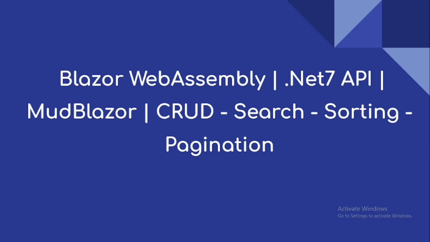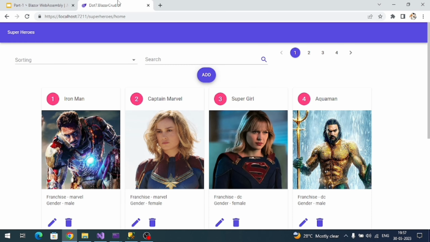So today's video is on implementing a Blazor WebAssembly CRUD sample using a .NET 7 API as the backend and the MudBlazor UI library for UI components. In this video we are going to do the complete CRUD operations, meaning create, read, update, delete. After that we are going to implement search, sorting, and pagination on the items as well. So let me show you the application which we are going to create in this series.